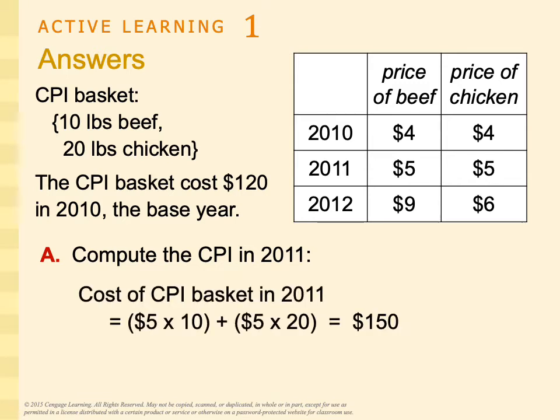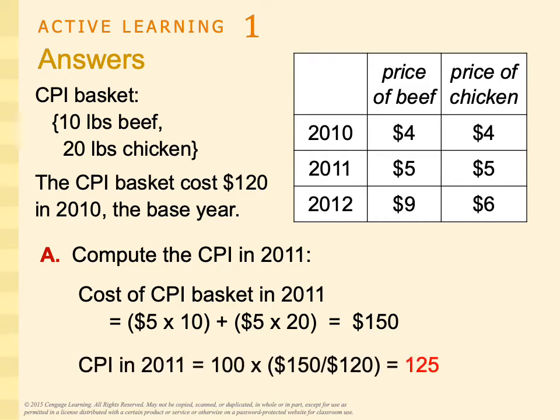So you would have found the cost of the basket in 2011. You were already given the cost of the basket from 2010, so you didn't need to calculate that. And you would take those to calculate CPI in 2011, and hopefully you got 125.